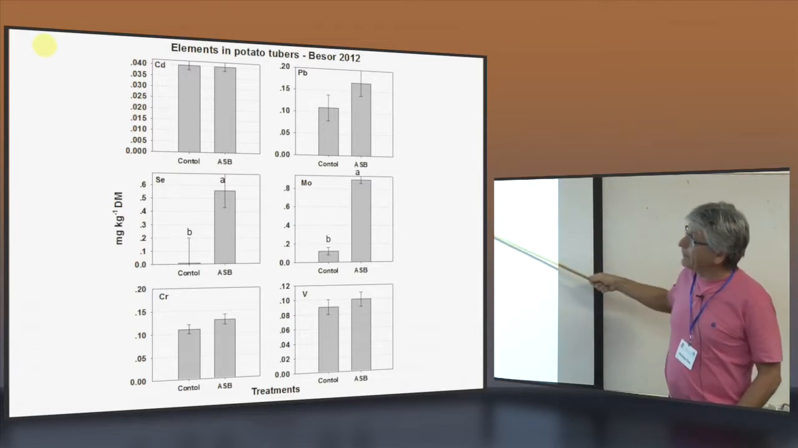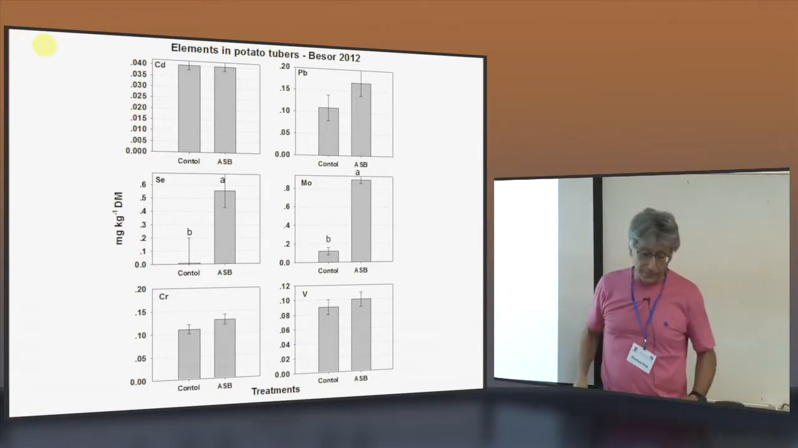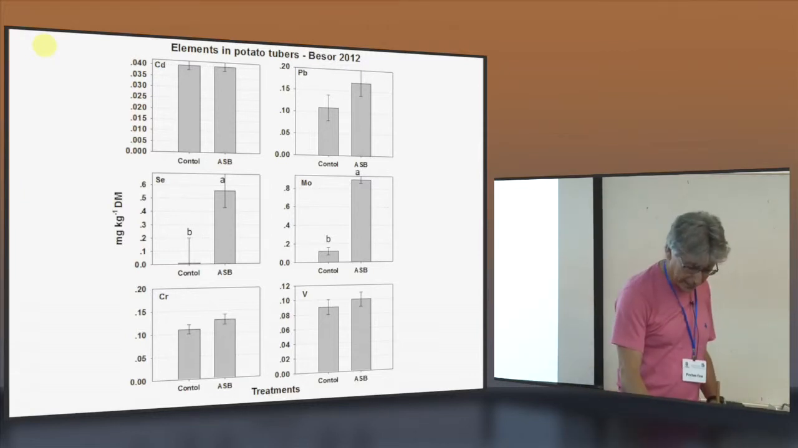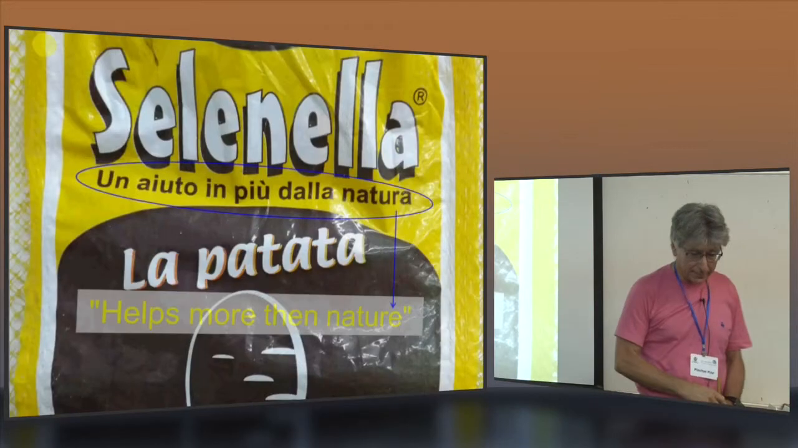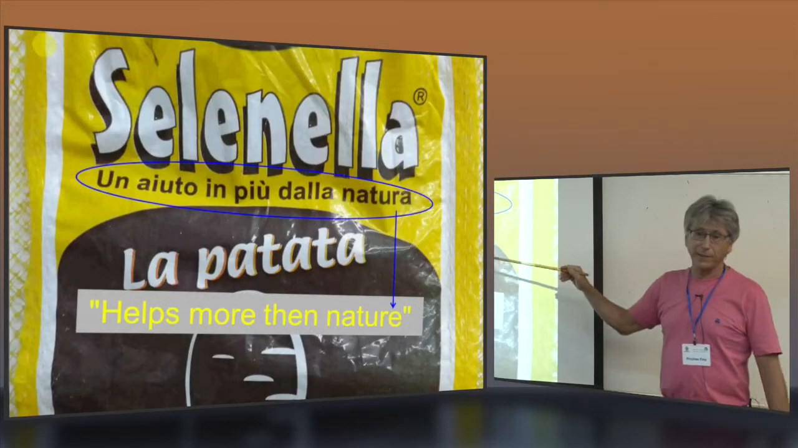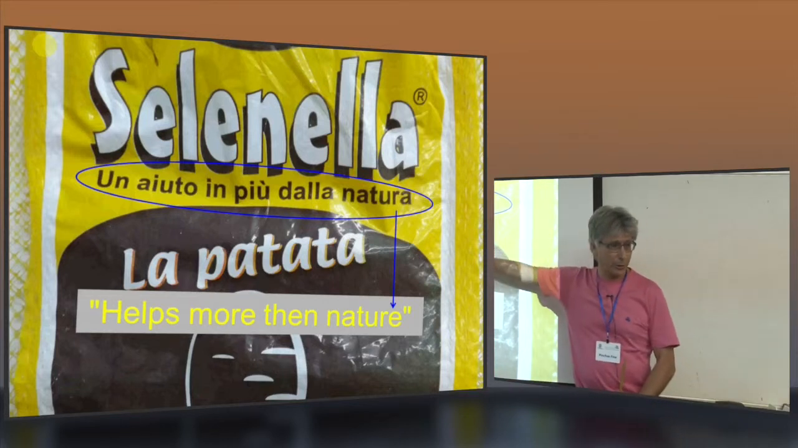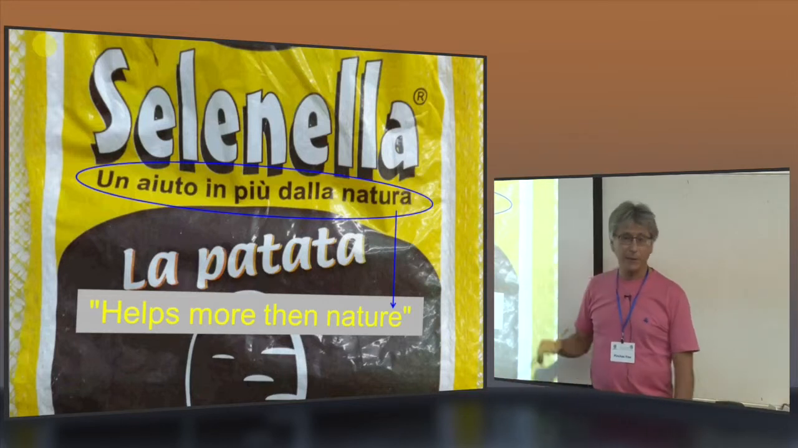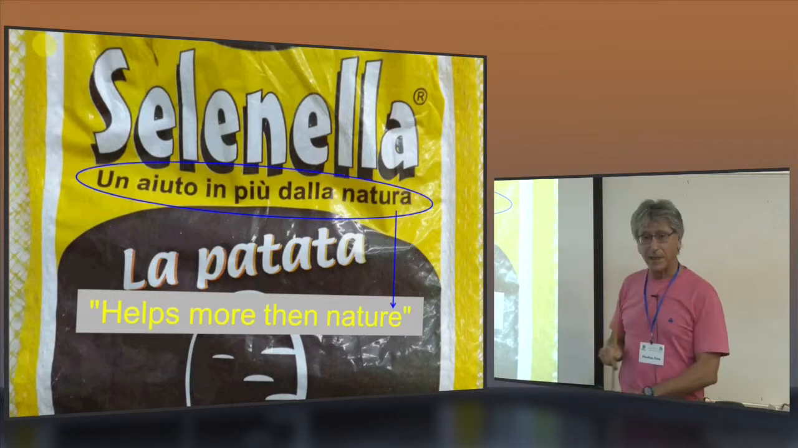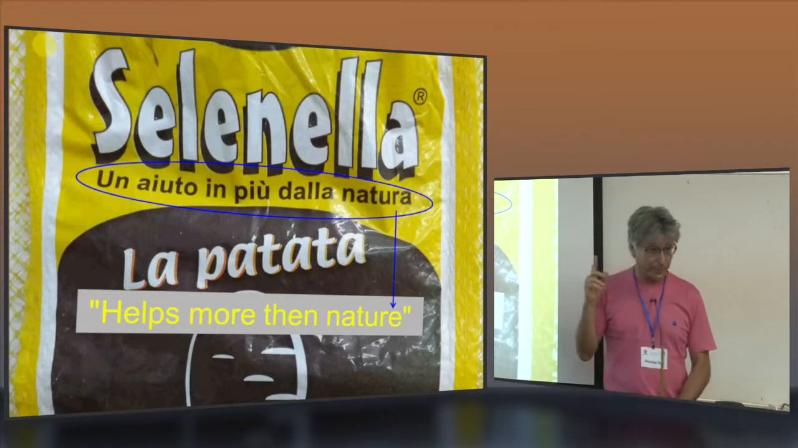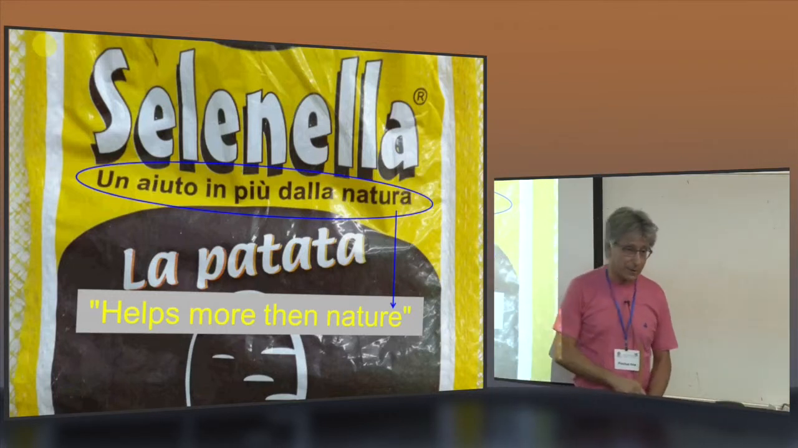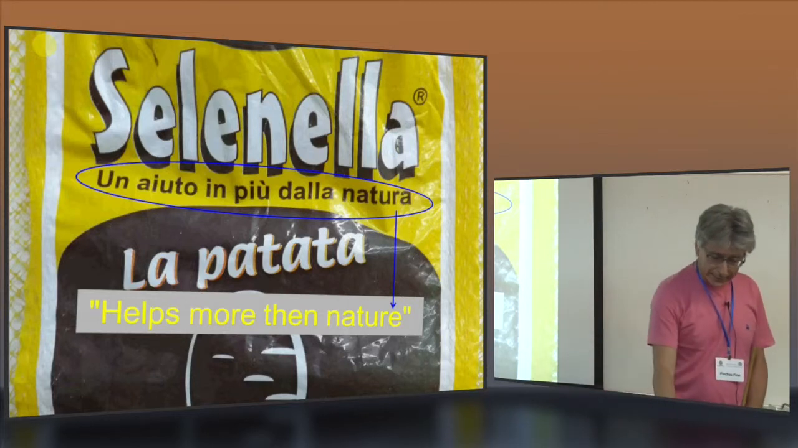We did have an increase in molybdenum in the tubers and in selenium. Very significant increase. However, when I visited Italy, which I do often, they have a special product called selenella, which they promise has higher content of selenium, and these potatoes cost three times as much as the regular.